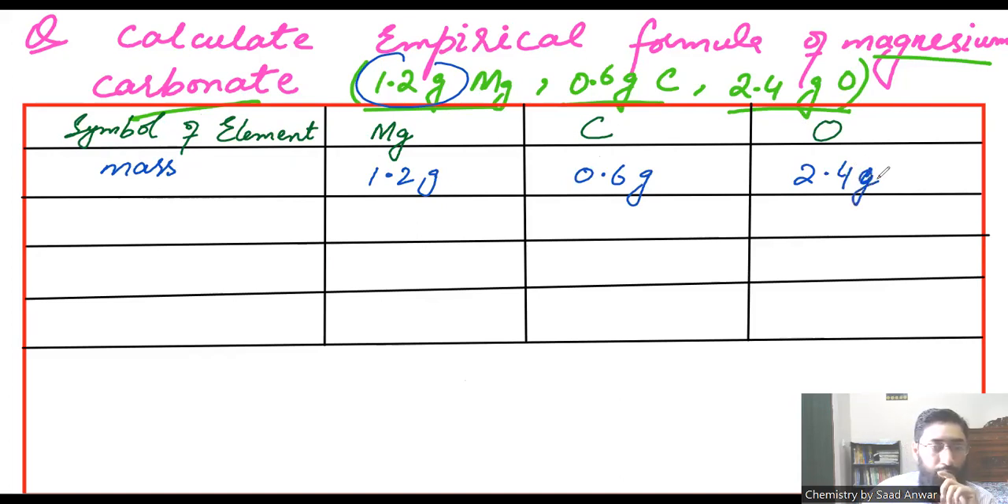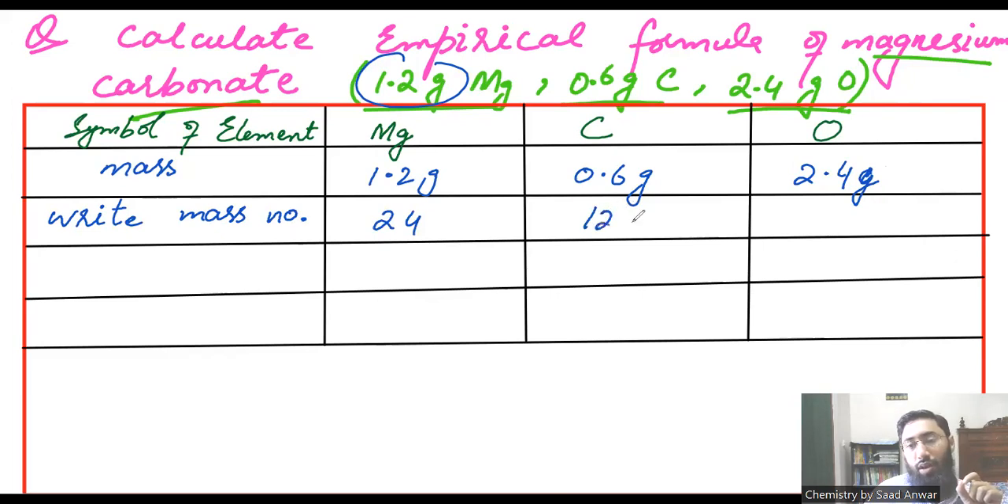Now write its mass number. Write mass number, the relative mass. Like the mass number or relative mass of magnesium is 24. Mass of carbon is 12. Mass of oxygen is 16.